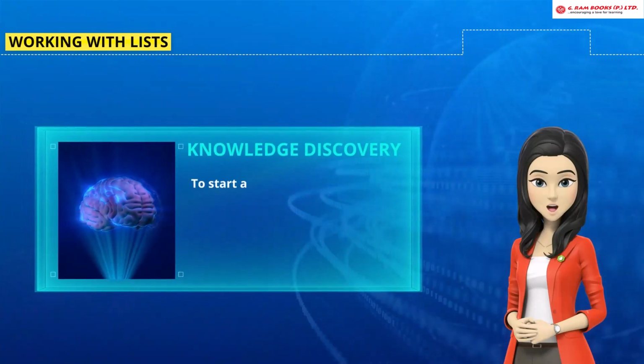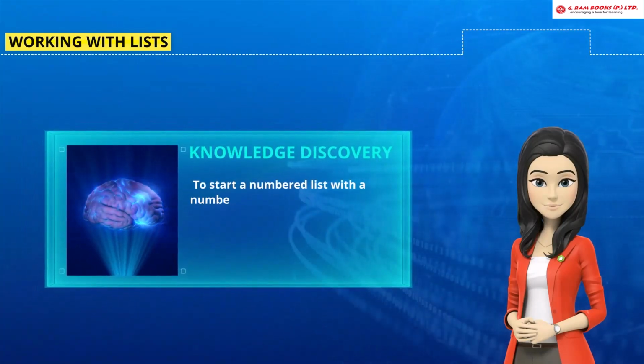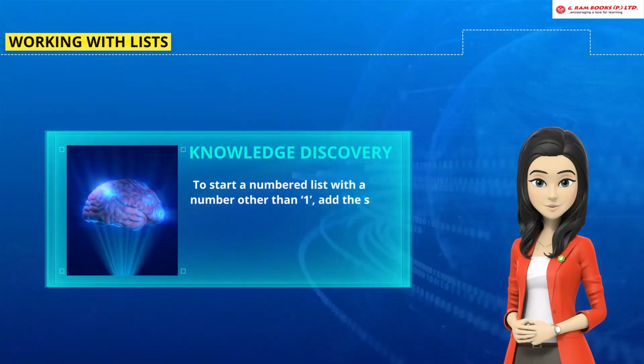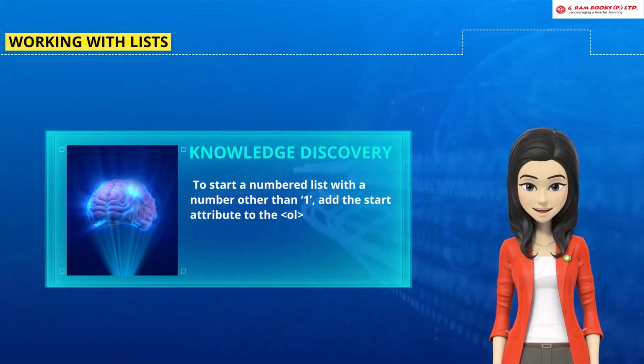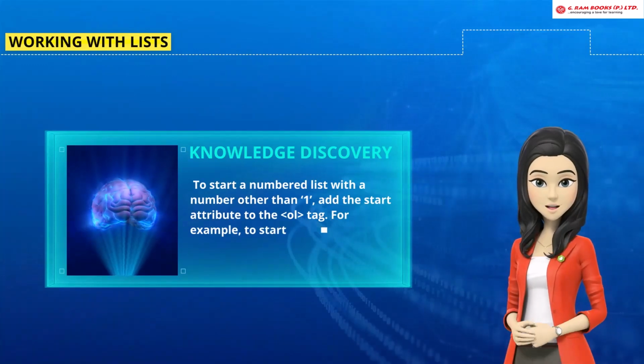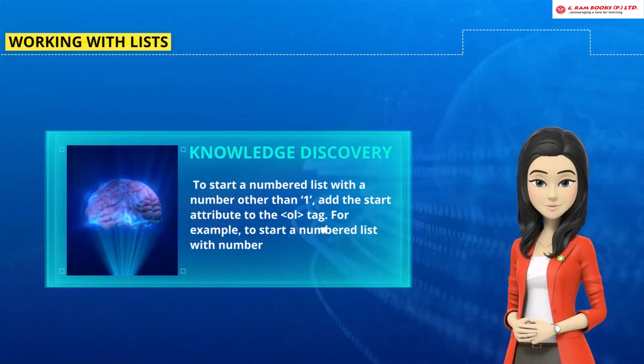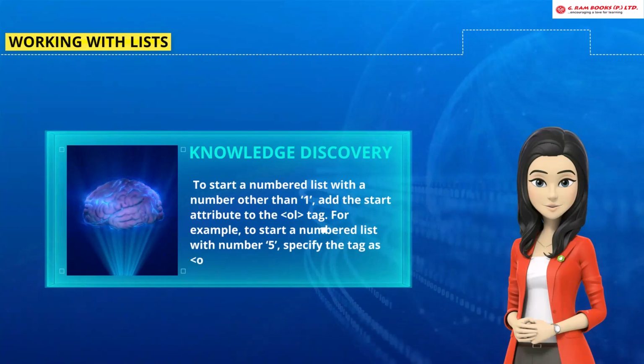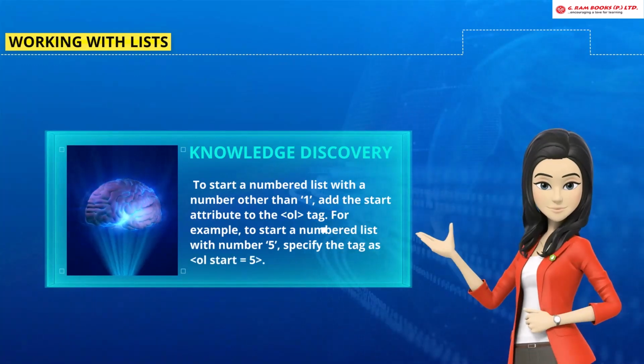To start a numbered list with a number other than 1, add the start attribute to the OL tag. For example, to start a numbered list with number 5, specify the tag as OL start equals 5.